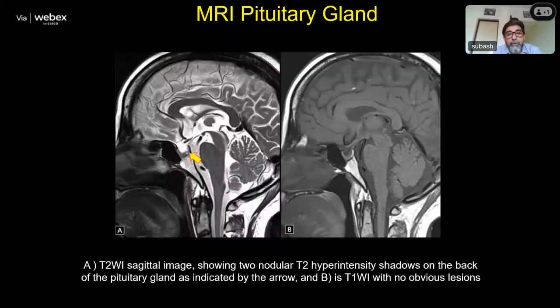So this is a very beautiful picture of the pituitary gland, and you can see very small bright spots in the pituitary gland, marked by the yellow arrow. Very small, two small bright spots. There could be pituitary adenomas, which are resectable, or they can be treated by Gamma Knife. They can be removed. In T1 they are not so well visualized, but T2 is showing these pathologies very well, which you can visualize here.